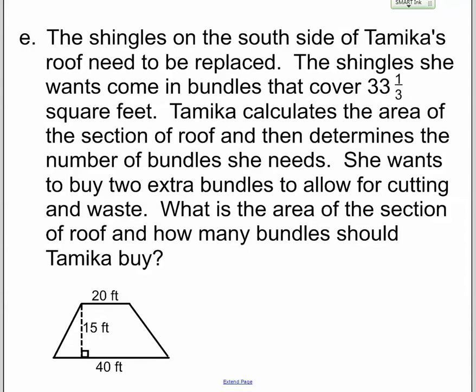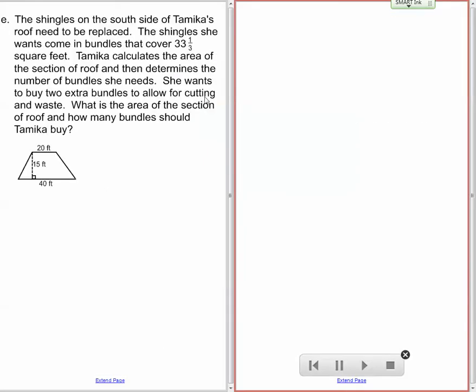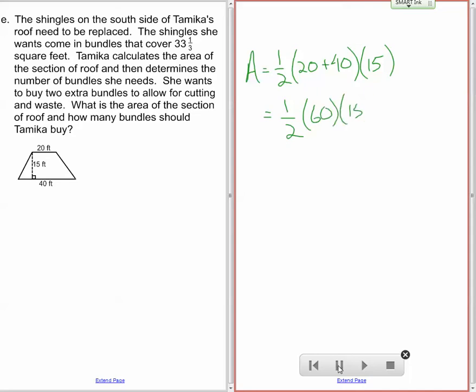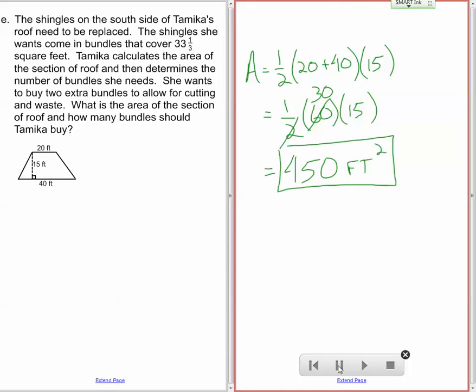Okay, so there's a few things going on here. Let's look at 2 pages at once here. I've got my answers on the next page. The first thing we need to do is figure out the area of this trapezoid. That's probably the easy part. We'll do the sum of the bases, 20 plus 40, and then the height is 15. So half of 60 times 15, or 30 times 15 is the same thing. That's 450 square feet. That's the area of the space that needs to be covered by shingles.